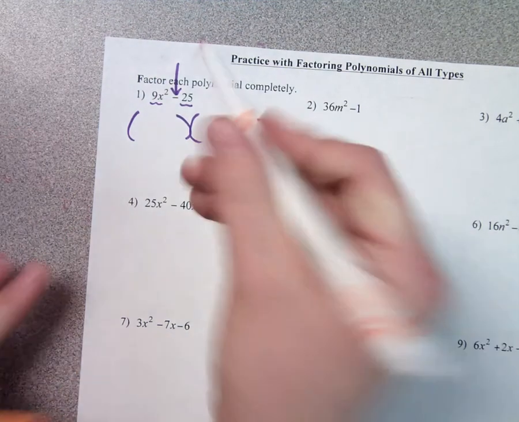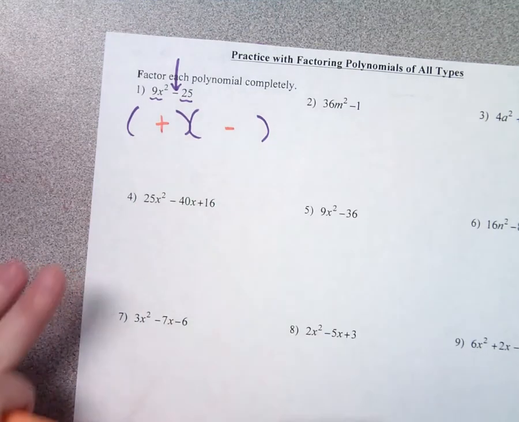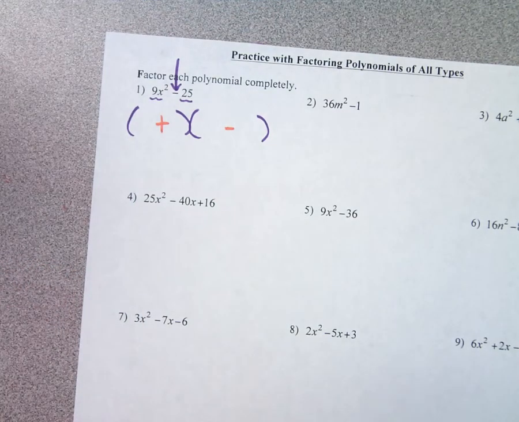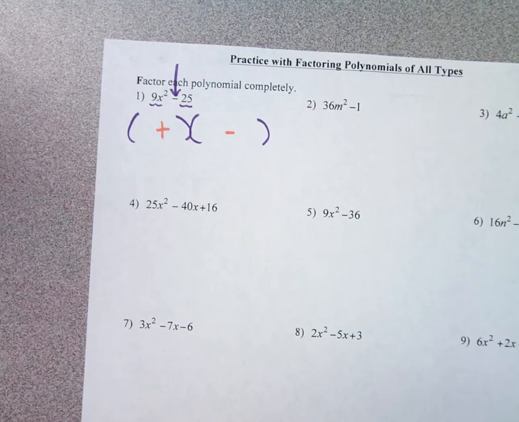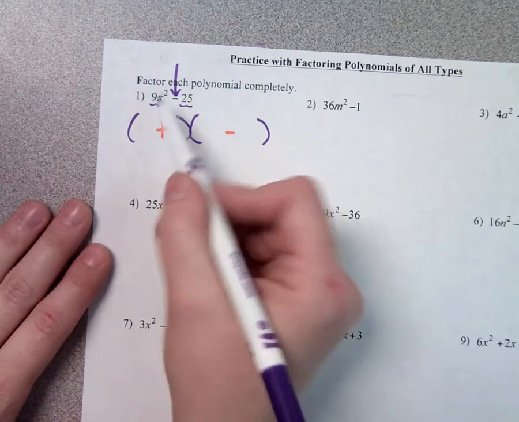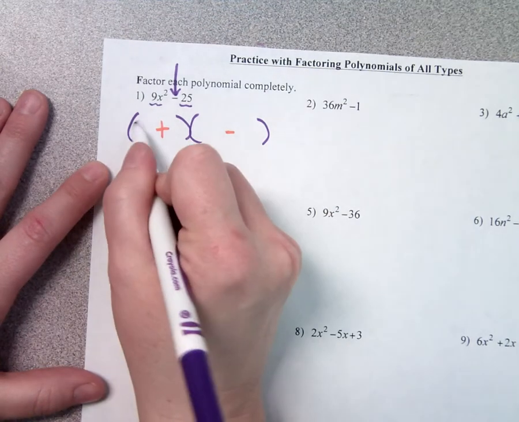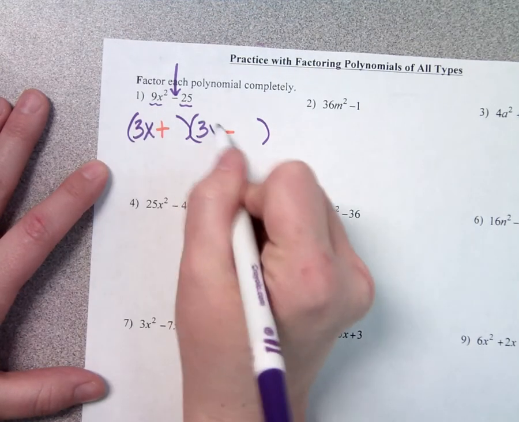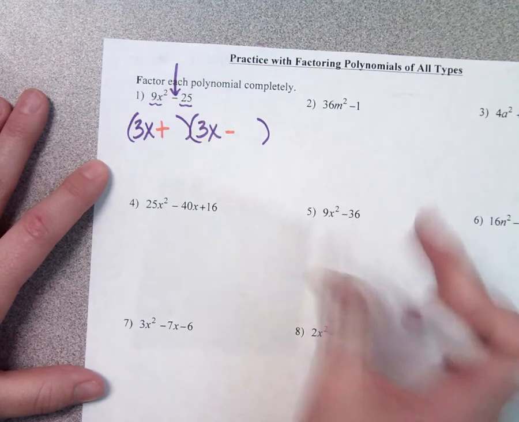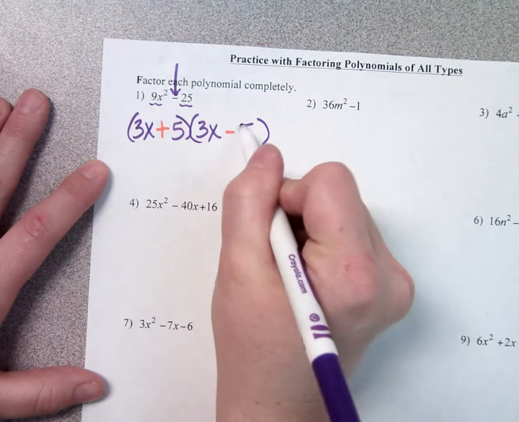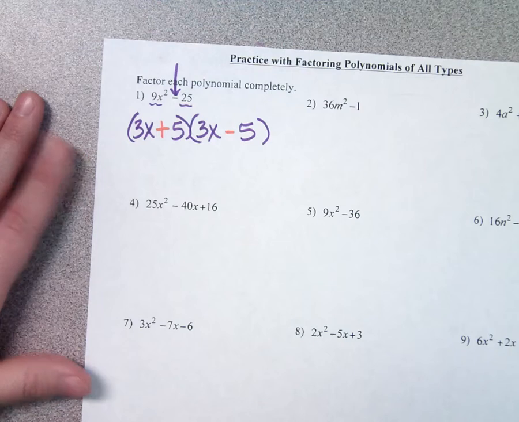So every time you find you've got a difference of squares, slap your 2 sets of parentheses down, one with a plus and one with a minus. What's the square root of 9x squared? 3x. So 3x goes here and here. And what's the square root of 25? 5. So 5 goes here and here. And then that's it.